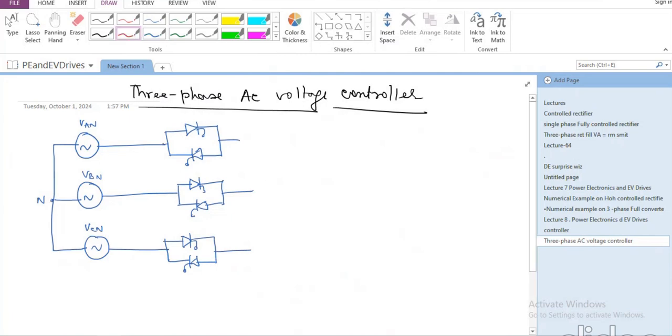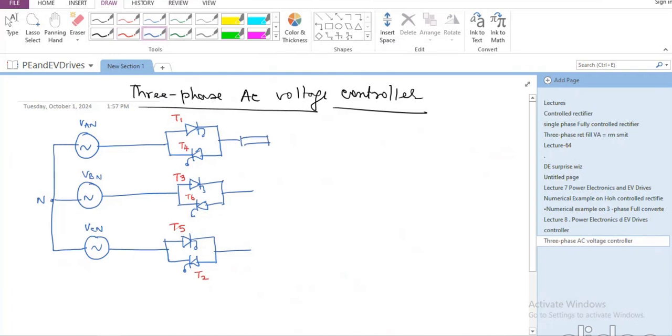Now, let us say I call this T1, this T3, and this T5, just like how we called it in the rectifier case. The same numbering is utilized here also. So this will be T4, this will be T6, and this will be T2. And I'm going to connect loads here.